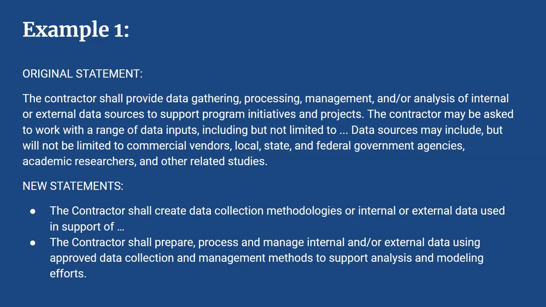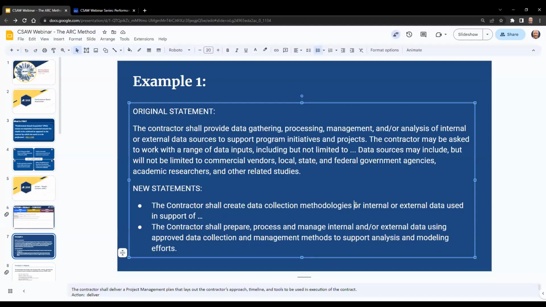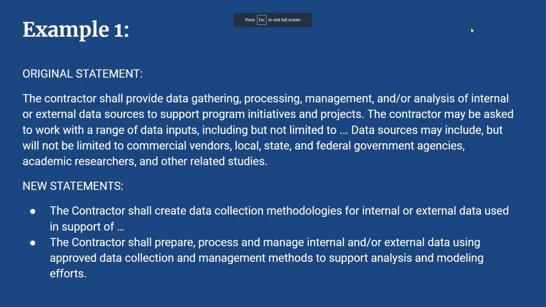And I believe that there's a typo here because it says there's an "or" here, and that's not correct. So the contractor shall create data collection methodologies. I believe this is "for." I believe that we're missing an F there. That's what it is. We're missing an F. Let me change that real quick. I just can't stand that. We don't want the "or," although you're going to see an "or" in the next paragraph, and we'll talk about that. All right, so the contractor shall create data collection methodologies for internal or external data.